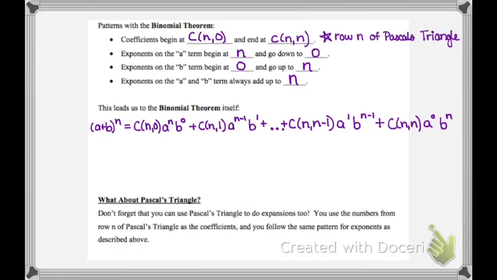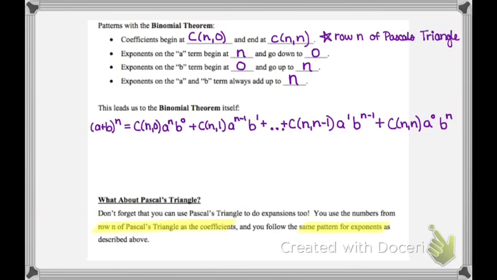Now, there's a little note down here at the bottom about Pascal's triangle. Don't forget that you can use Pascal's triangle to do the expansions too. You would use the numbers from row n of Pascal's triangle as the coefficients, and then you'd follow this same pattern for the exponents. And when we work through the examples, I'll show you how you can skip over doing these actual combinations here, the n choose 0, n choose 1, if you would prefer, and you can use that row of Pascal's triangle instead.